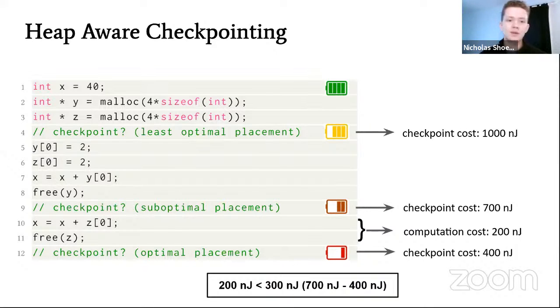So here, that means we can make it all the way through our program. It's always most optimal to place our checkpoint at the very end. It's always optimal.